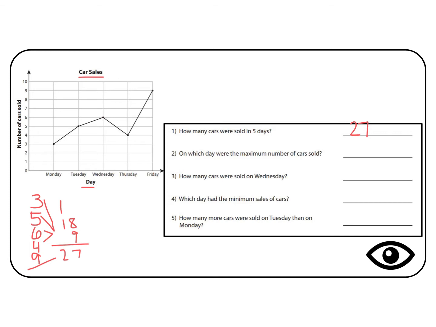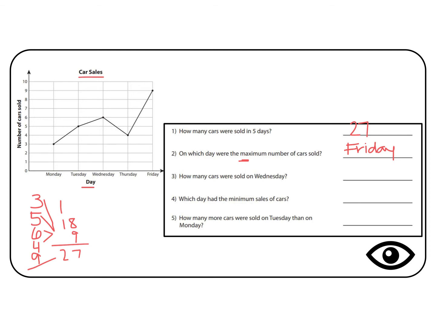Question 2. On which days were the maximum of cars sold? A maximum is the most cars. So which day had the most cars? That would be the point with the highest point. So that would be Friday.